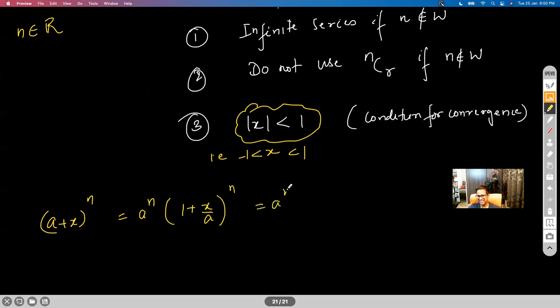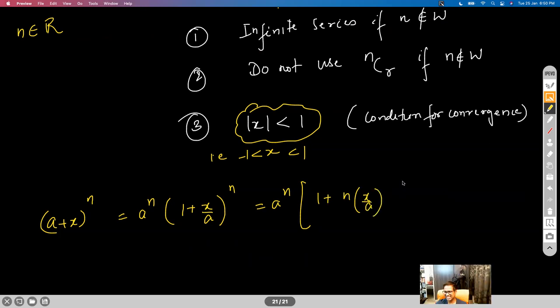Okay. And you can again use your same binomial expansion that we had discussed here. It's just now your X will be X by A. Nothing else will change. It's just that now your X will be X by A.